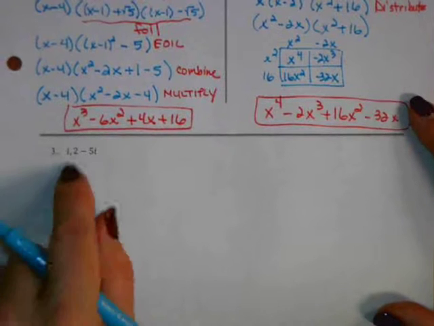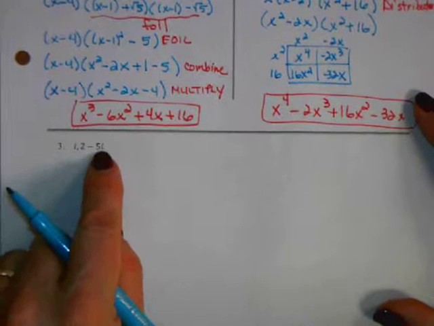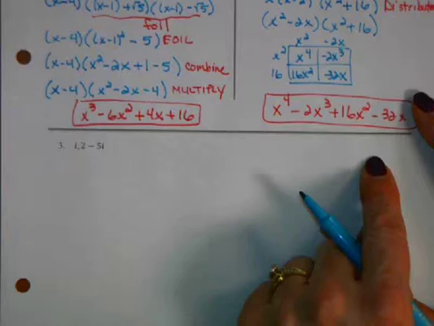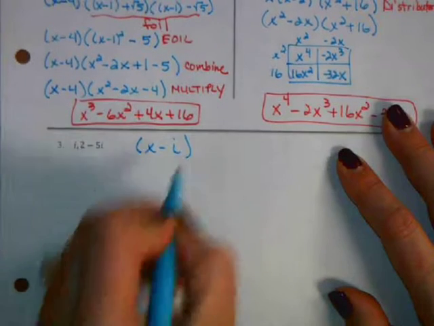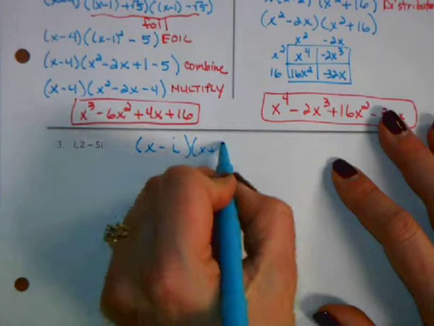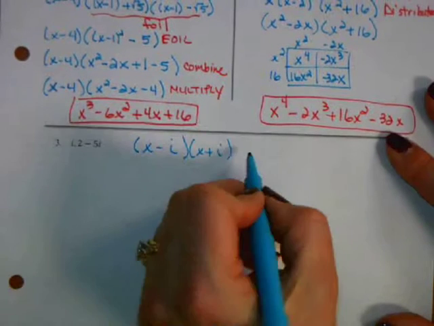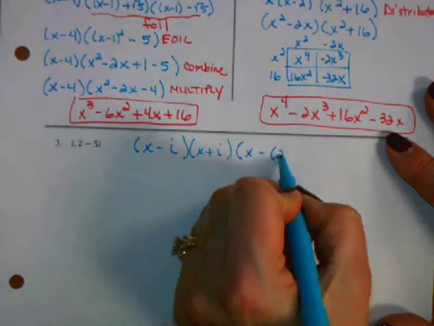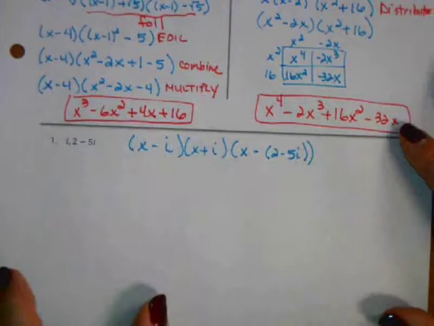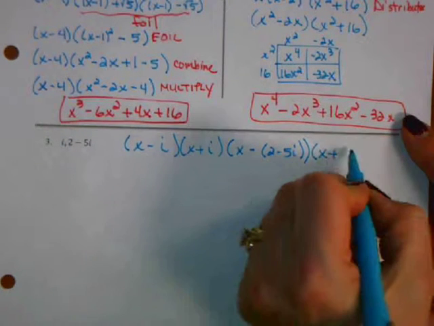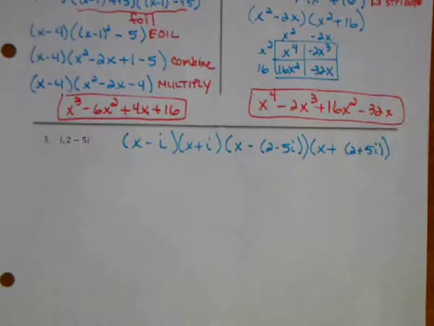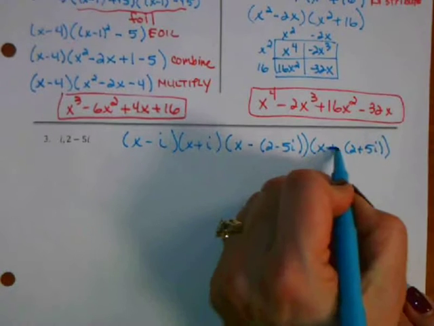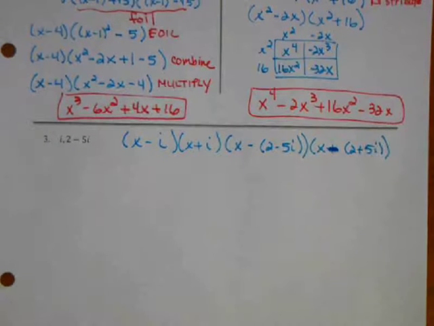So you should be getting pretty good at this by now. So here we have i and 2 minus 5i. So how many factors do I actually have? 4 factors. I have x minus i and its conjugate, x plus i. And then I have x minus 2 minus 5i and x minus 2 plus 5i. Yeah, so those are the 4 factors. Sorry, you're right, it should be that. Okay.